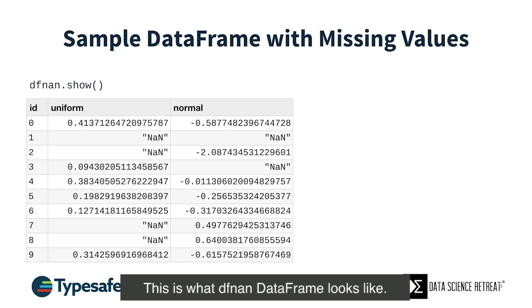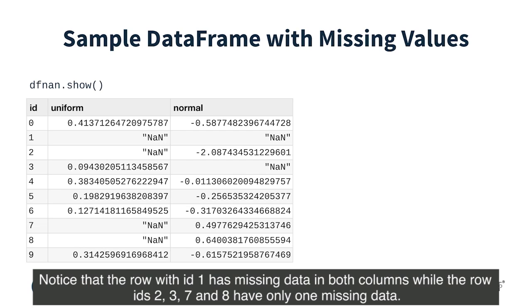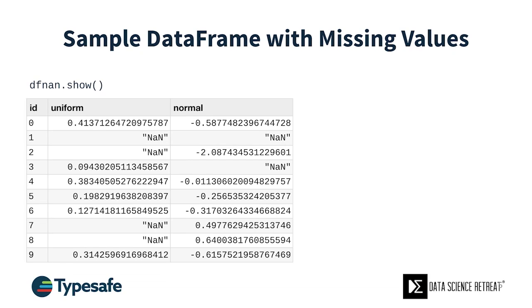This is what the dfNaN data frame looks like. Notice that the row with ID 1 has missing data in both columns, while the rows with IDs 2, 3, 7, and 8 have only 1 missing data.